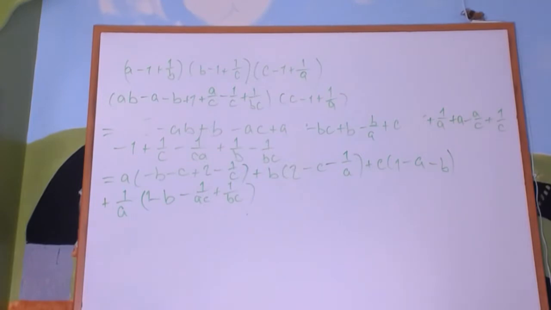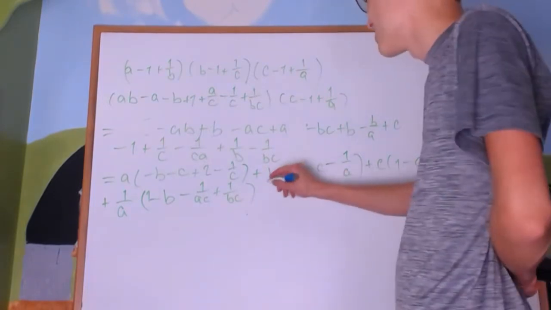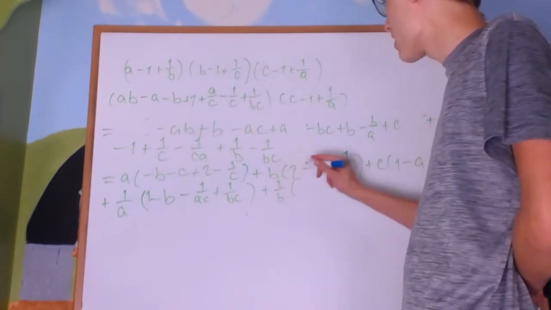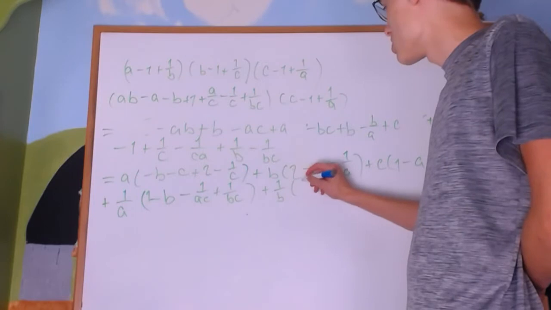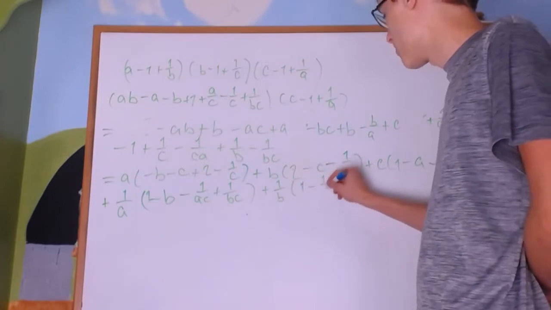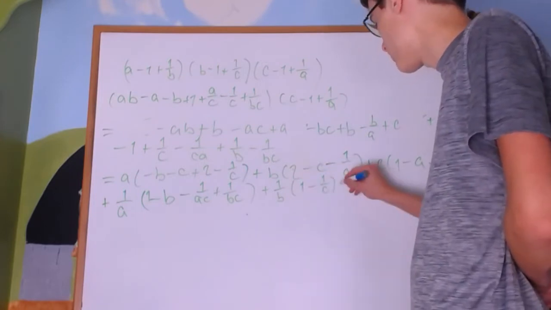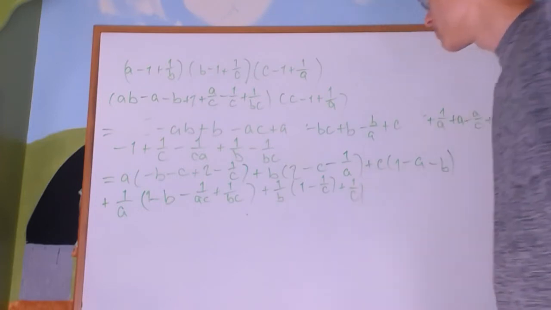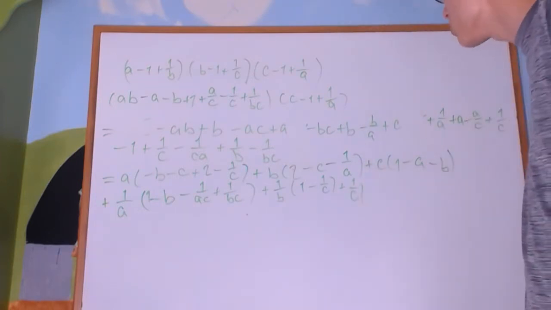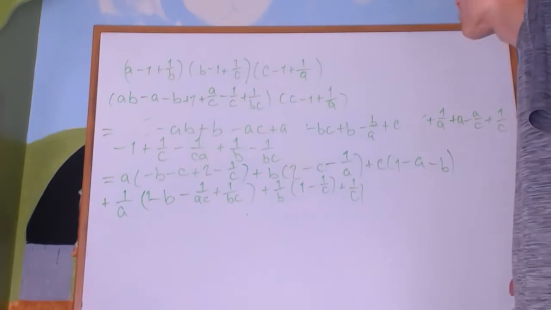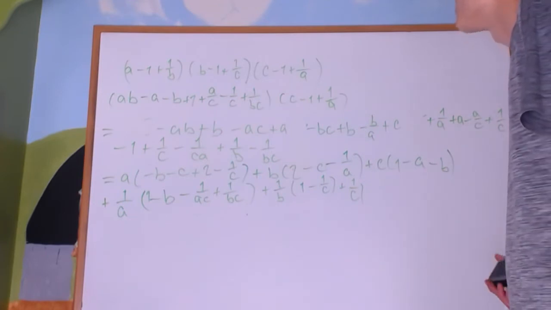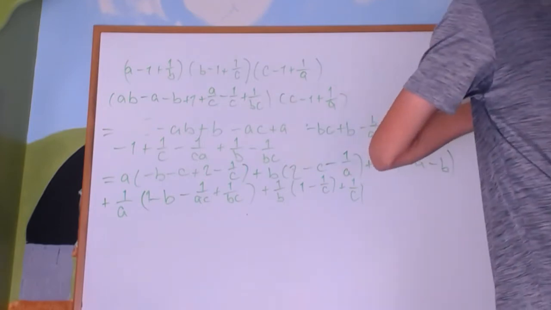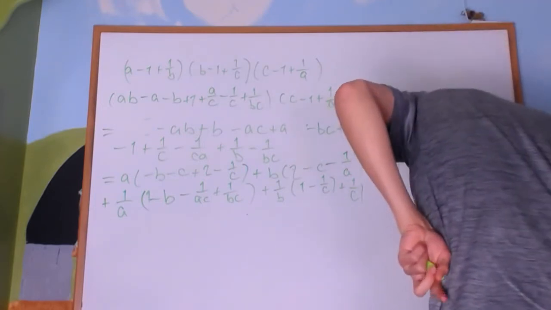Yeah. I don't know. So 1 over B has a 1 term and then a 1 minus C term. It's 1 over C. Yeah, there's probably an easier way to do that.